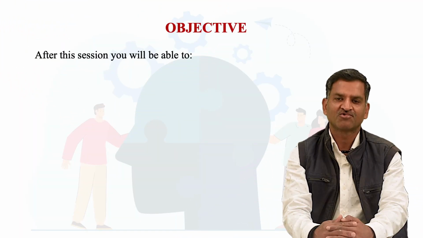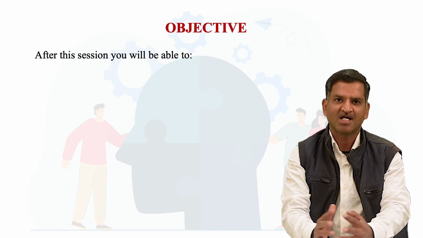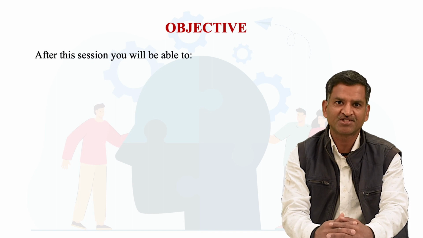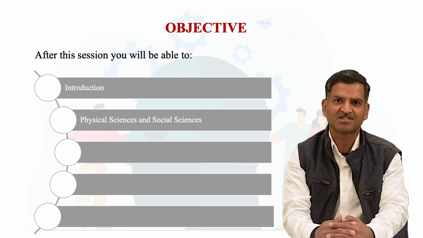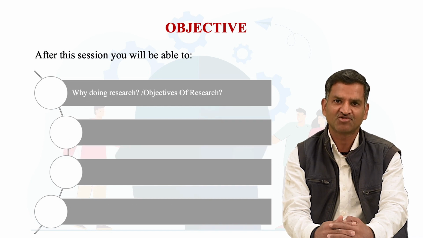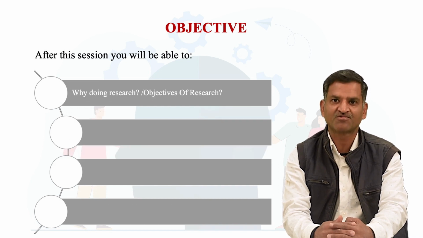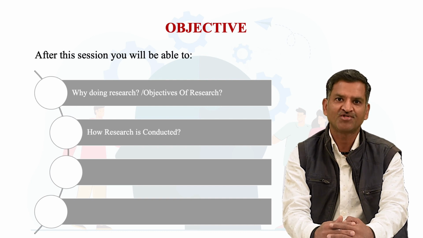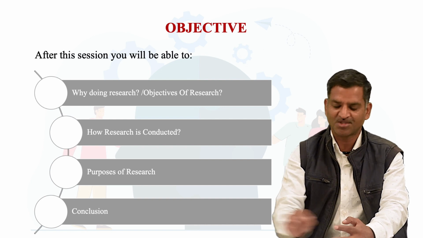In this course, in part 1 and part 2, I'll be talking about the difference between physical sciences and social sciences, origin of social sciences, objective of social research, meaning and definition of social research, why do social research or the main objective of social research, how research is conducted, purpose of research and conclusion.